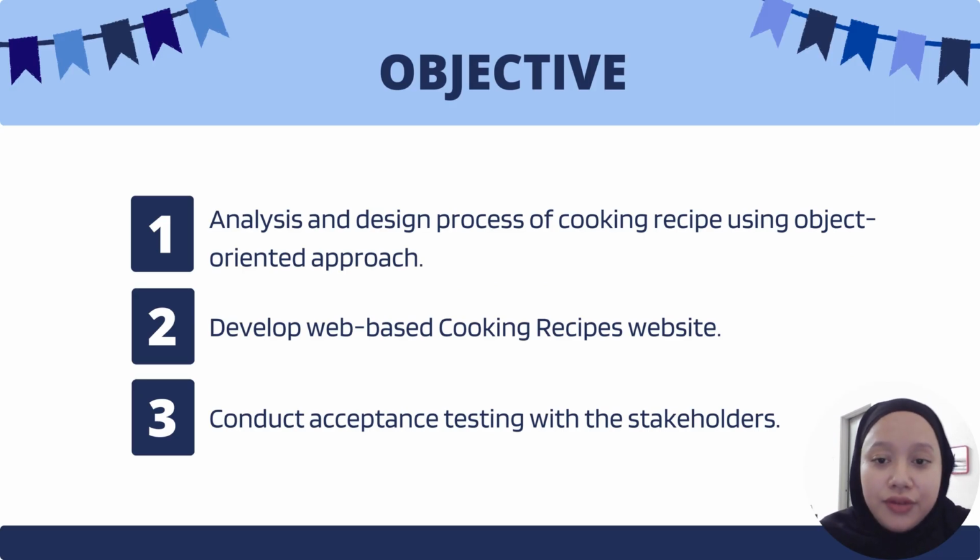Next, for the objectives. First, analysis and design process of a cooking recipe system using an object-oriented approach. Second, develop a web-based cooking recipe website. Third, conduct acceptance testing with the stakeholders.